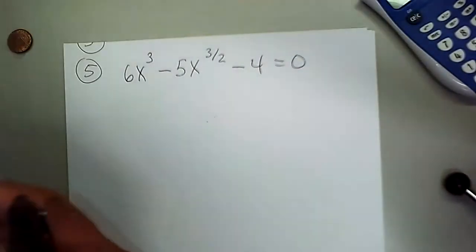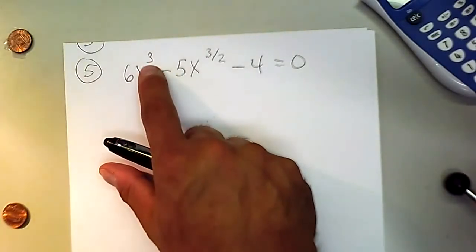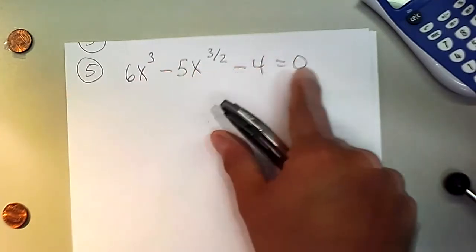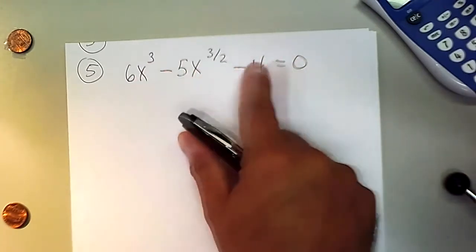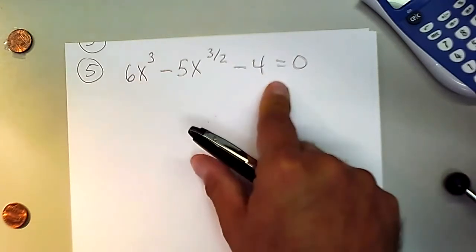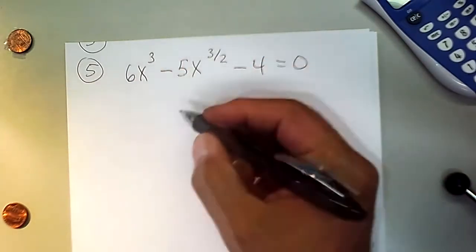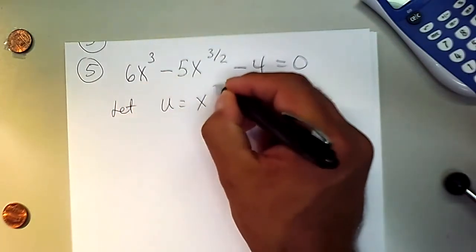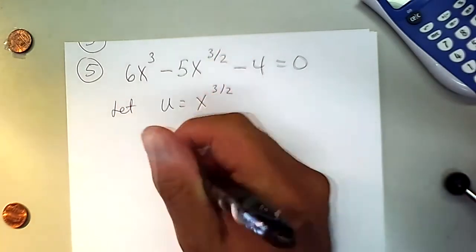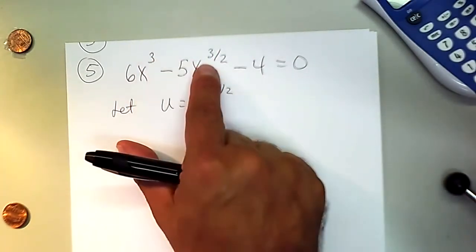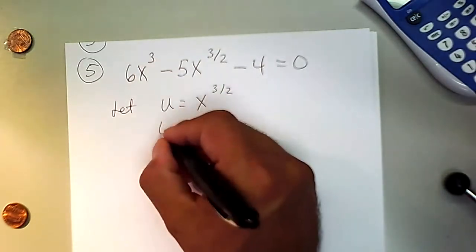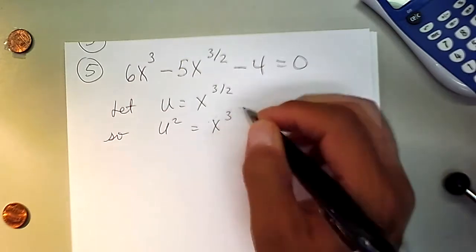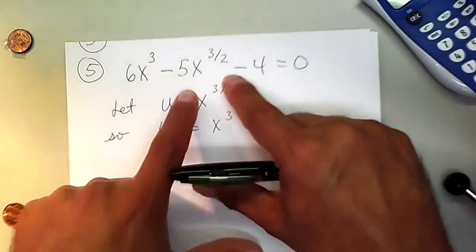In example 5, notice that this exponent is twice this one, or this one is half of that one, either way. And then there are no more extra variables to worry about. So that means this is a quadratic-like equation. So we're going to let u be x with the smaller exponent, because we already checked that this is half of that as an exponent. u squared will be x cubed, because we're going to square this.